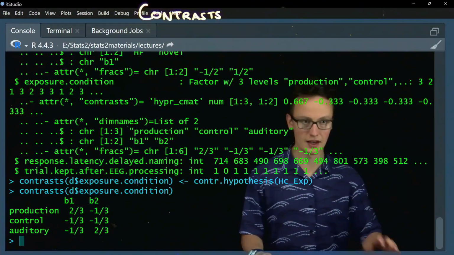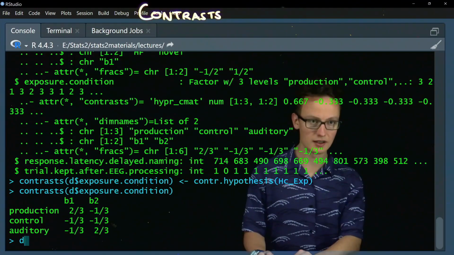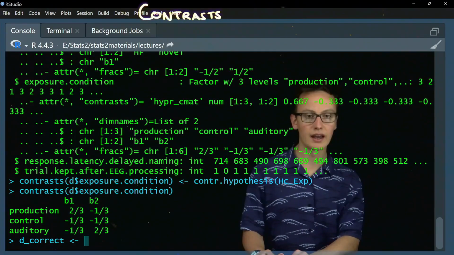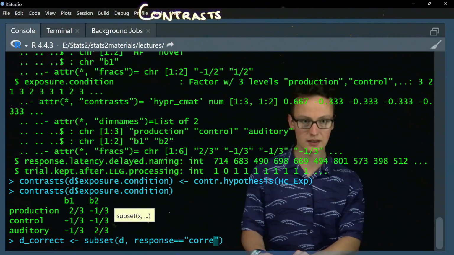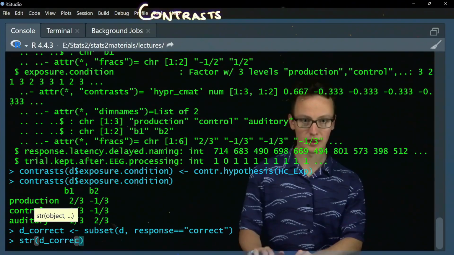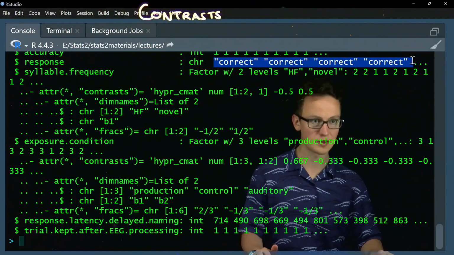So as a minor step before we get to the actual model fitting, let's first create a sub data set, which we can call D correct. And this will now just contain the subset of values in D where the response is correct. Okay. So once we have that, we can sanity check what it looks like.